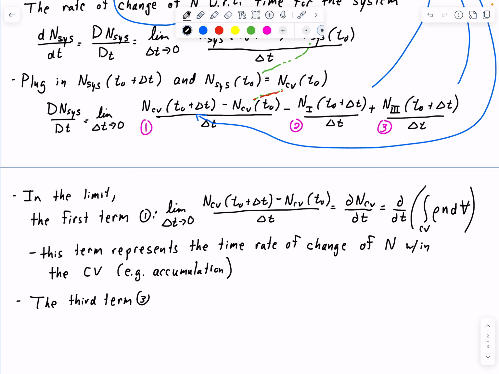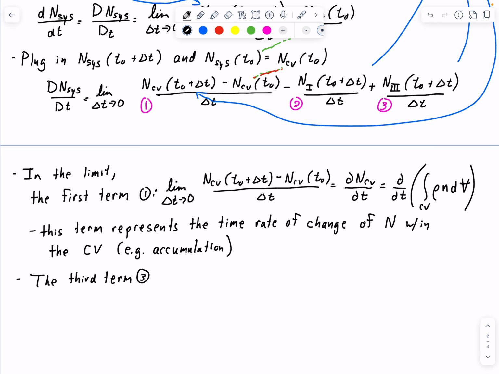So this is the third term. The second and third term are quite similar, and we're going to look at the third term because it's a bit easier to understand. So the third term here is the property N in region 3 at time t0 plus delta t, divided by delta t.